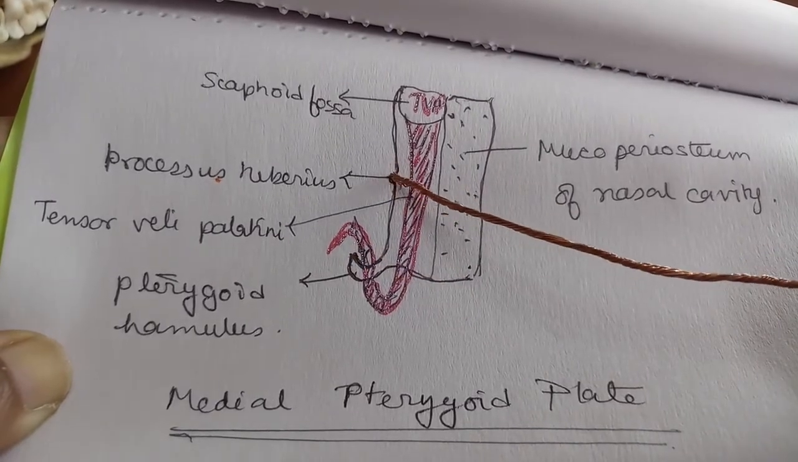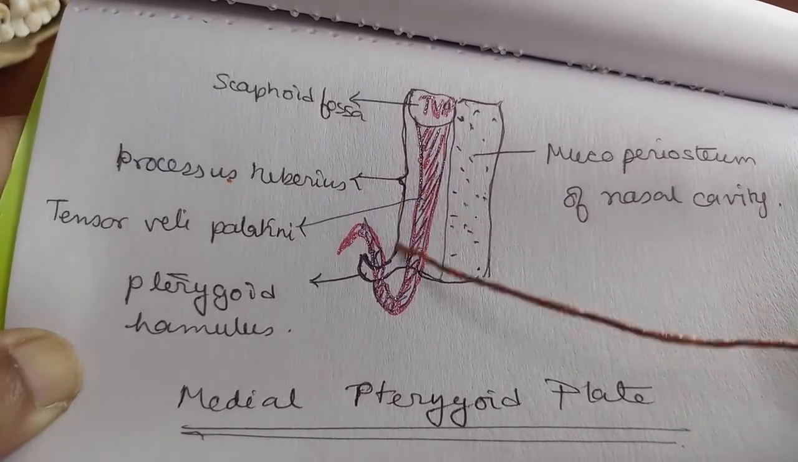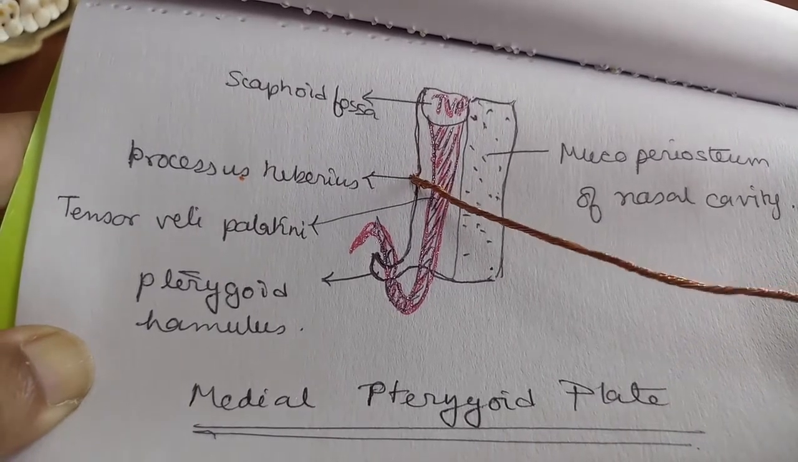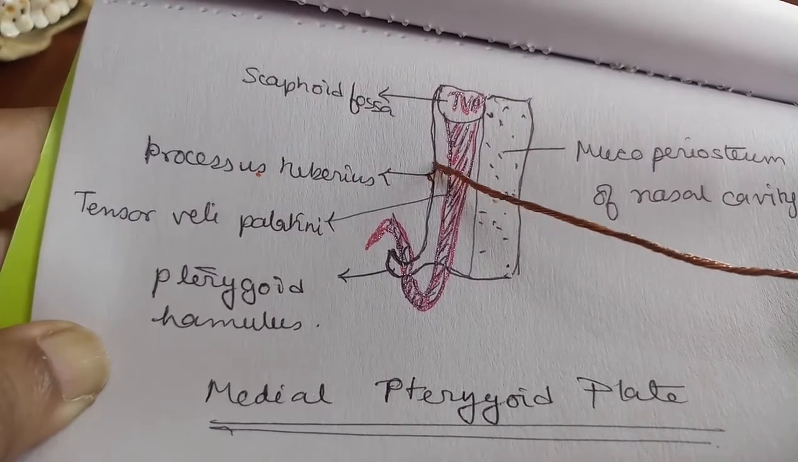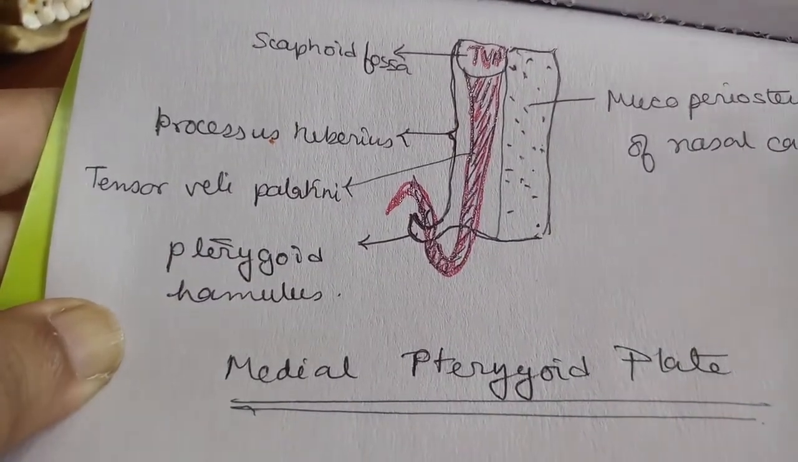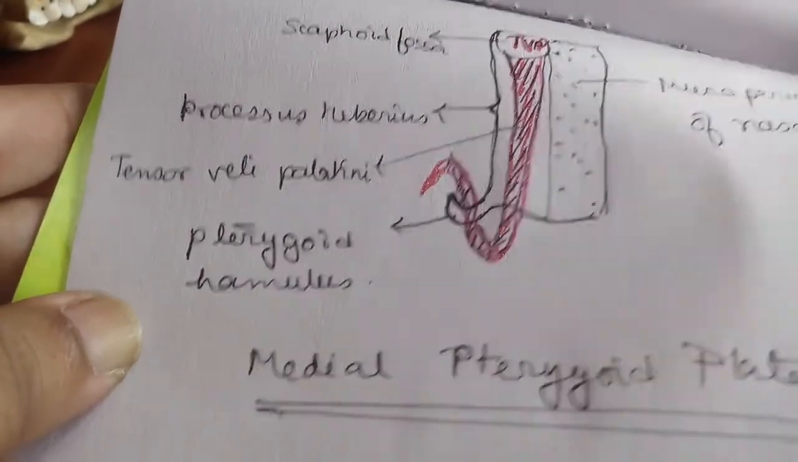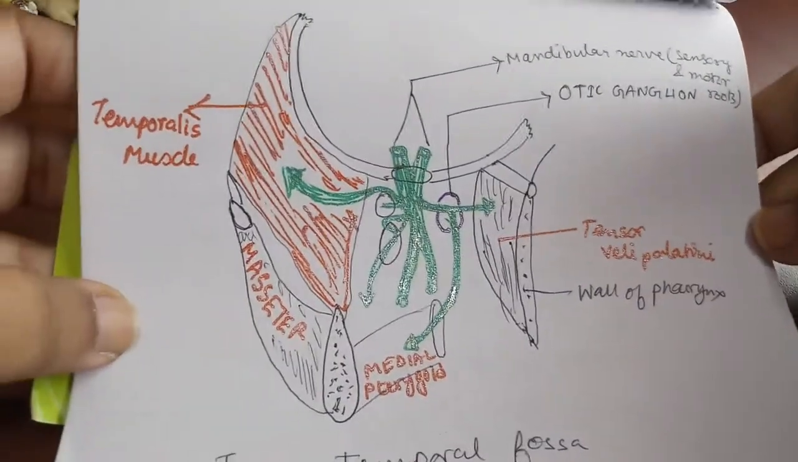This is the processus tubarius. The processus tubarius is a small projection from the posterior border of the medial pterygoid plate, and it is for the lodgement of the auditory tube. The cartilaginous part of it is extending from here. So this is about this, and we can also have a slight revision about the infratemporal fossa, how it is related.